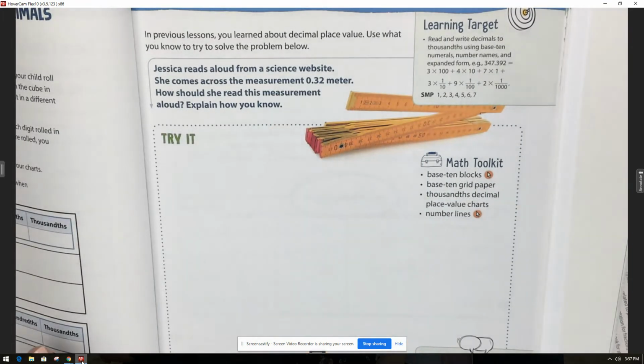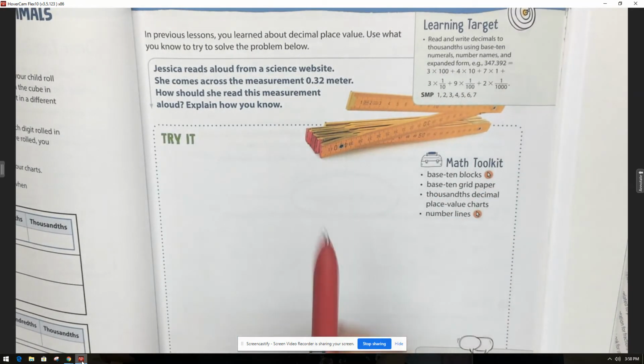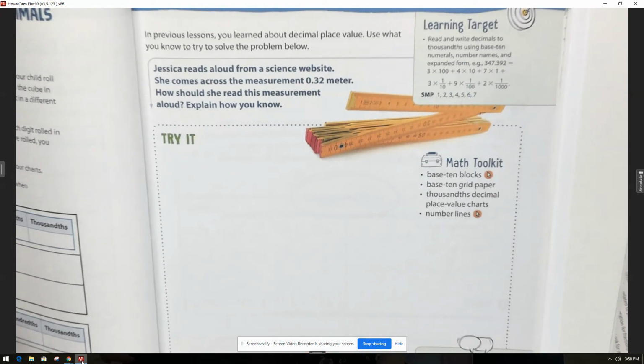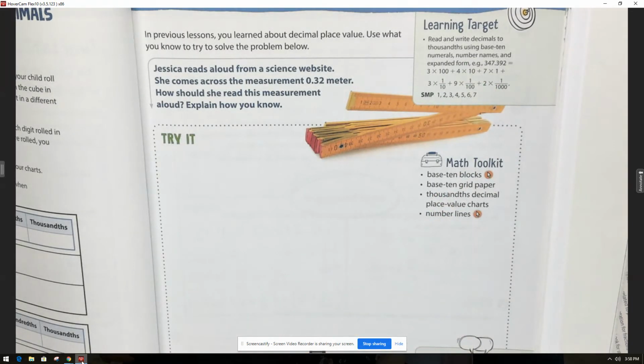Now remember, anytime we read a word problem, there's 3 questions we're going to ask ourselves. The first question is, what is this problem about? And I like to use the red pen for that. Then the second question is, what are you trying to find out? I typically use blue. It doesn't really matter. And then the third question is, what is the important information? And I like green for that. So let's go ahead and read the problem and then ask ourselves those 3 questions.